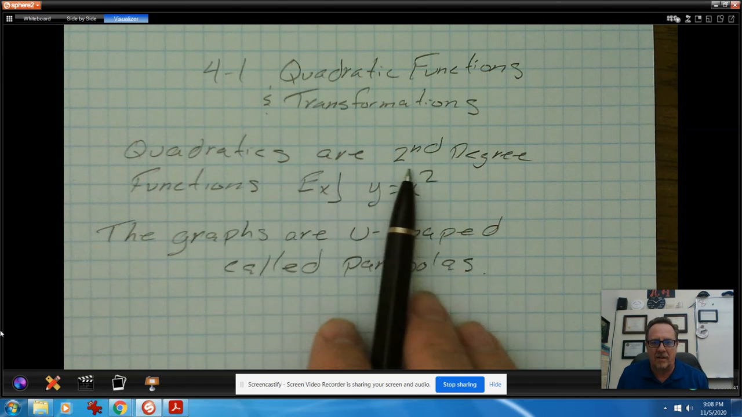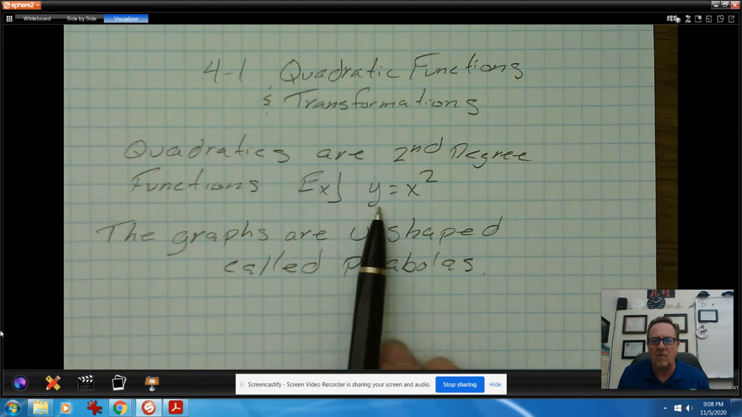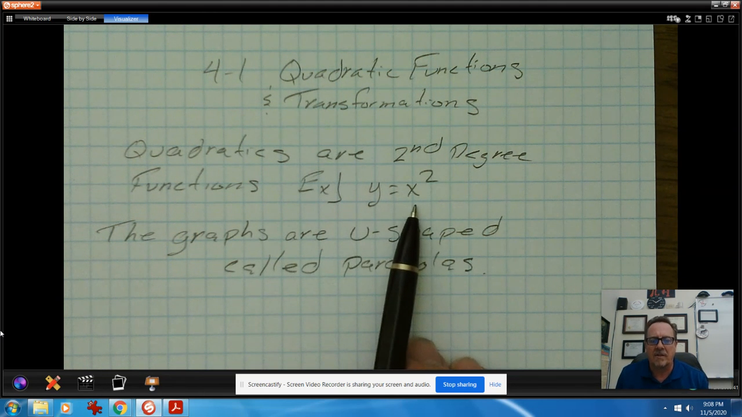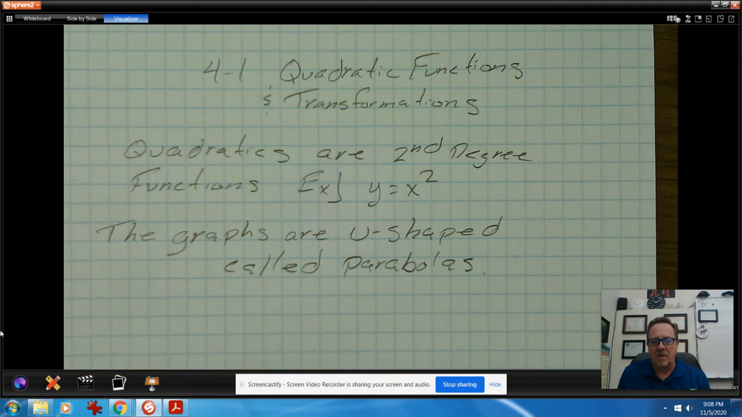Quadratics are second-degree equations or second-degree functions. For example, something like y is equal to x squared is considered a quadratic because it's a second degree. That means that the x is raised to the second power. Okay? So when we talk about quadratics, it's a second degree function instead of something like what we've looked at in the past, which would be a linear function. Linear functions are, of course, lines when you graph them.